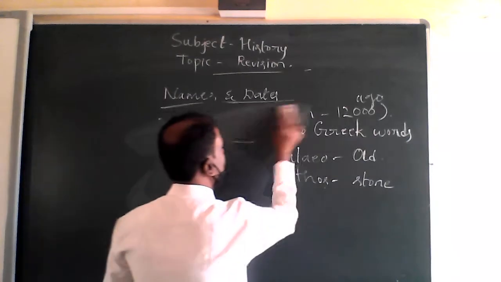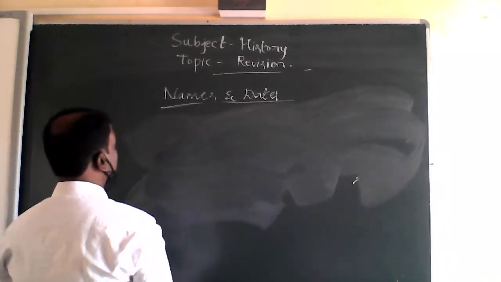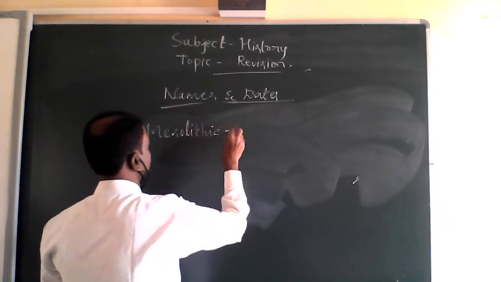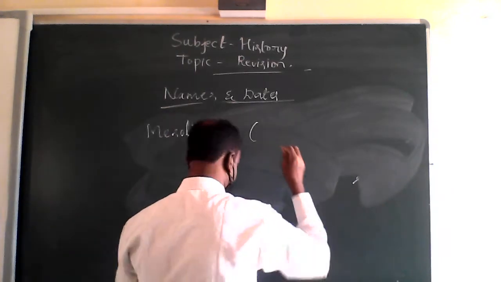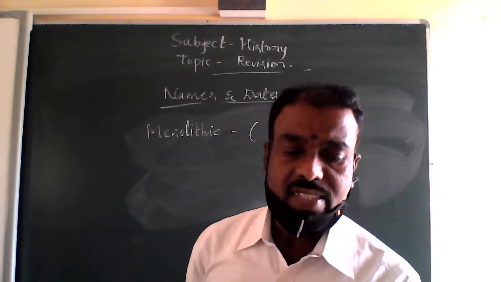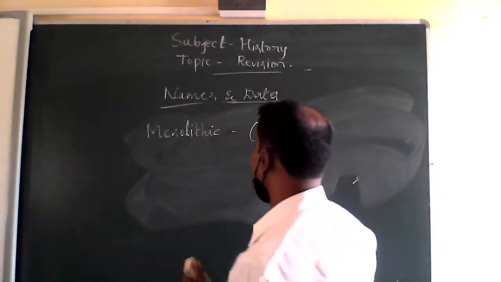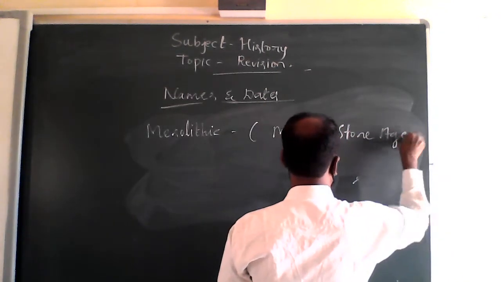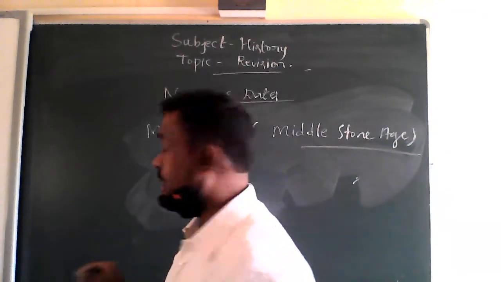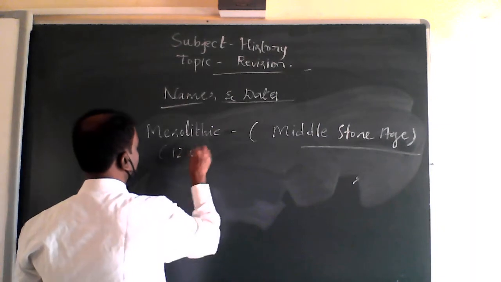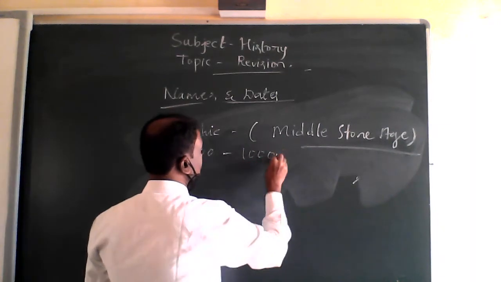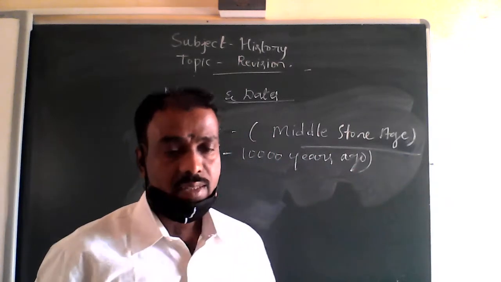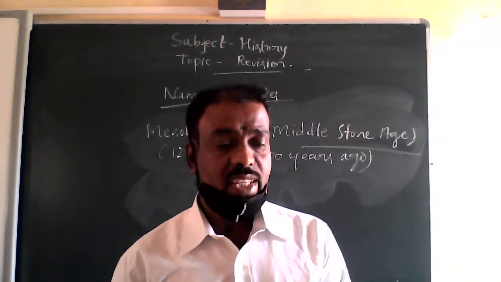Next, the Mesolithic period. Mesolithic means, can anybody guess? I already taught this: Middle Stone Age, lasting from 12,000 years ago to 10,000 years ago. Got it, dear students?